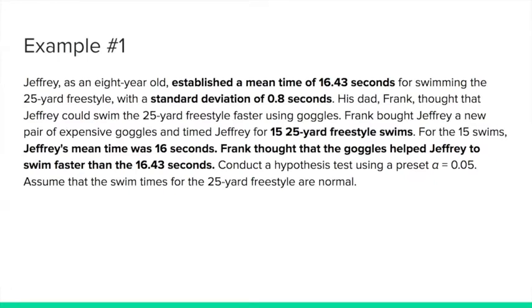All right, so for example number 1, we're going to do some of this on the document camera with our calculator, but before we do, we have a lot of things to point out. So it says Jeffrey is an 8-year-old, established a mean time of 16.43 seconds for swimming the 25-yard freestyle, with which he had a standard deviation of 0.8 seconds.